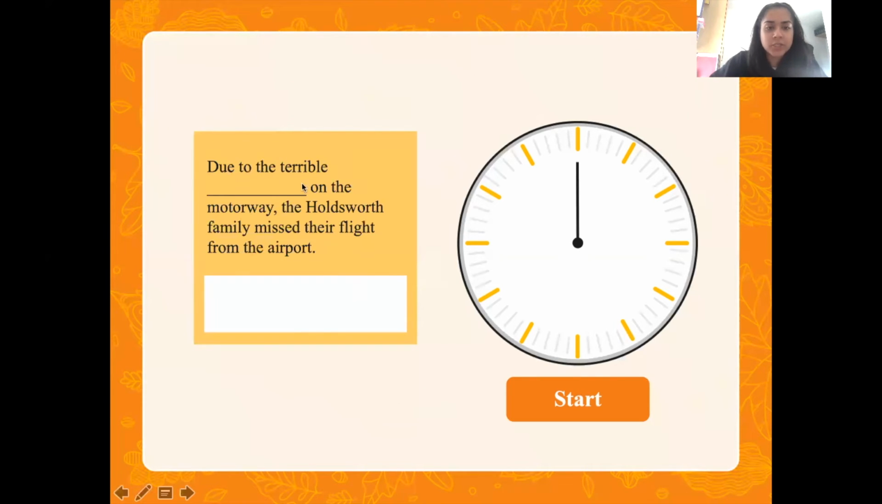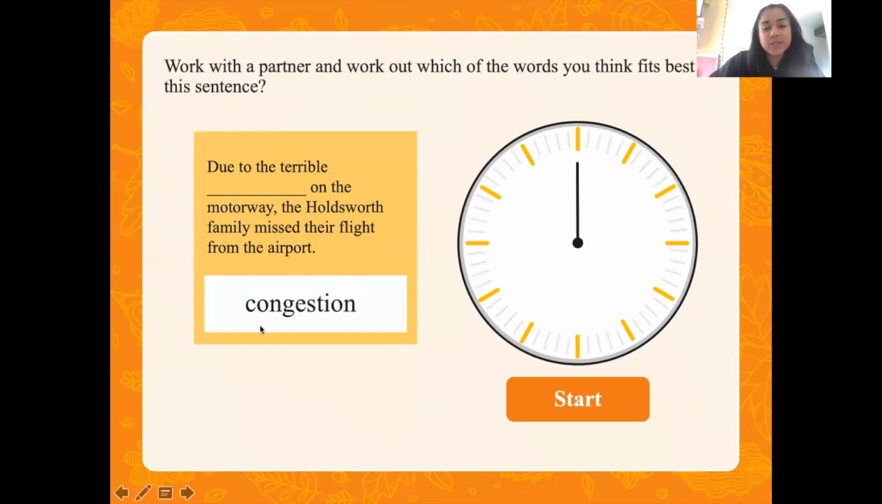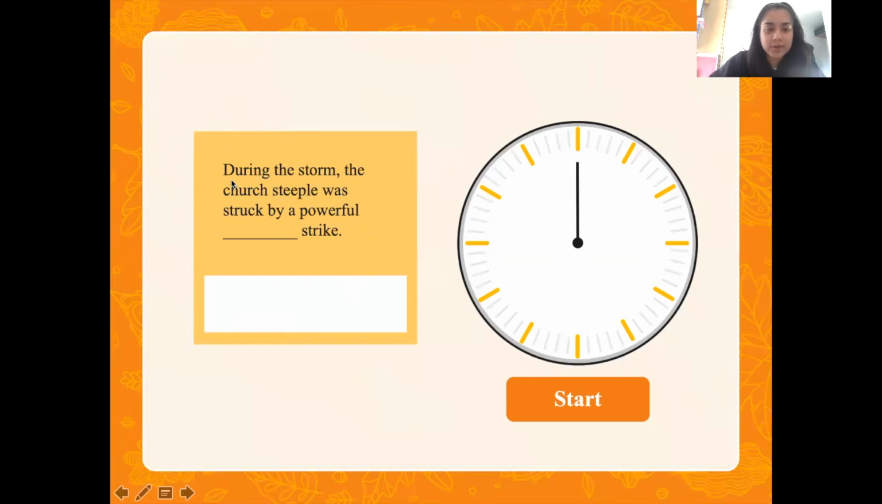Here's another one. Due to the terrible blank on the motorway, the Holdsworth family missed their flight from the airport. Which spelling word do you think it is? Brilliant, it's congestion. So when you're sitting in traffic, that means that there is congestion on the road. Brilliant, well done.